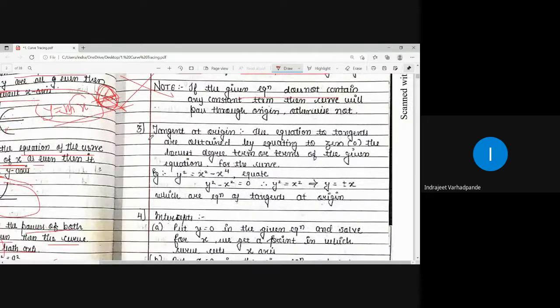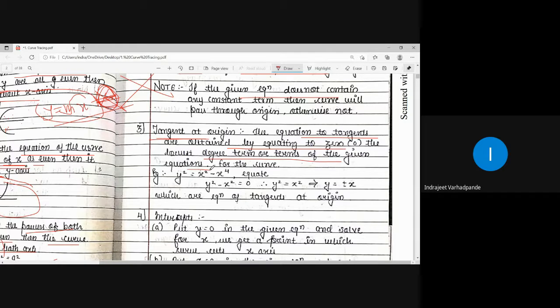Third point is, अभी nature of origin पता कर लिया. I want to know how the tangents at the origin are, because of those double point concepts or equations we have discussed, whether it is a cusp, whether it is a node, whether it is a conjugate point or isolated, that will be identified over here. Once you know the tangent at origin, we will be easily knowing whether the figure is to be drawn in the form of a node or a cusp. The equation to tangents are obtained by equating to 0 the lowest degree term or terms of the given equation.